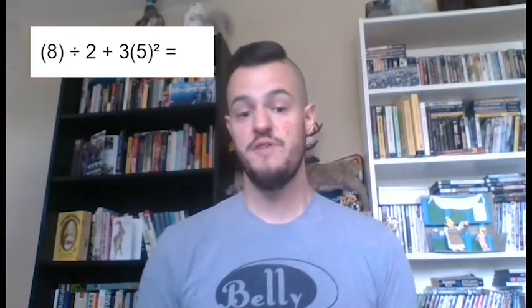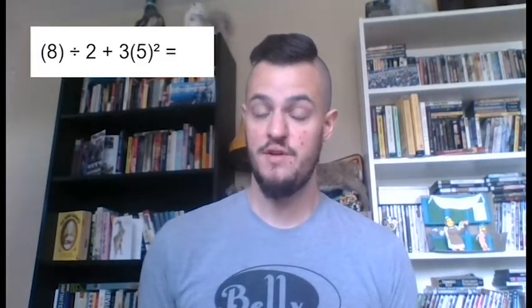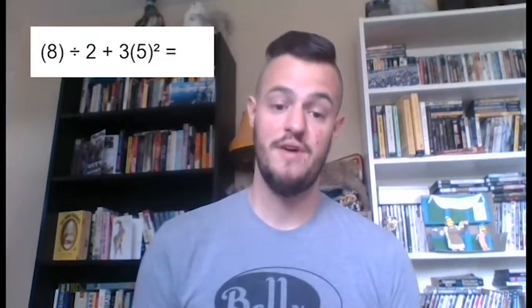This one's a 2, so it's very easy. To solve this exponent, I take the 5 in brackets and multiply by itself. 5 times 5 is 25.